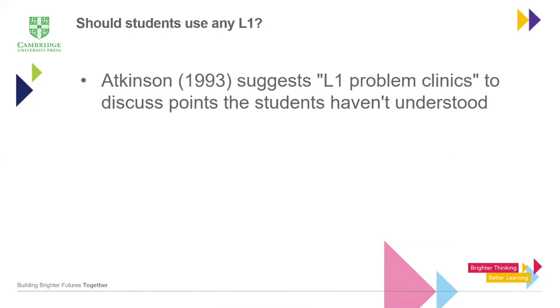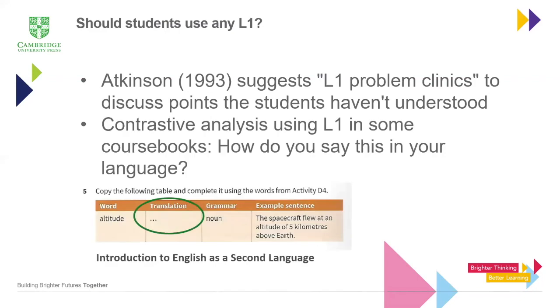And of course, something that we're seeing more and more nowadays, and I've used it in my own books, is contrastive analysis, getting students to think about their L1. How do you say this in your language? And you can see an example from my introduction to English as a second language, where the new word on the left is altitude. The grammar is given, the noun, an example sentence is given. The spacecraft flew at an altitude of 5 kilometers above the Earth. So what would that word be in your language? What's the translation in your language? So students can write that translation in their course book so they can contrast it with the word in English. I think you can see from that that I do support moderate, restricted use of L1 in the classroom.